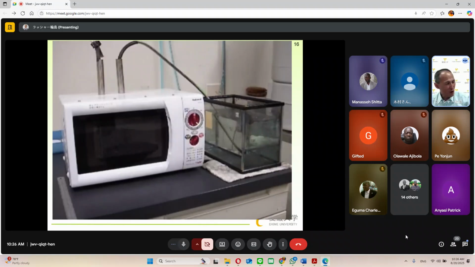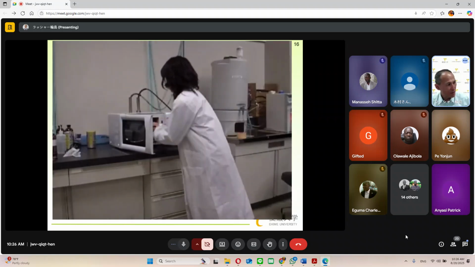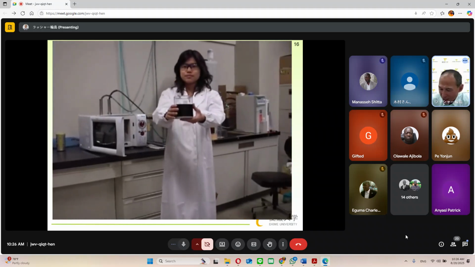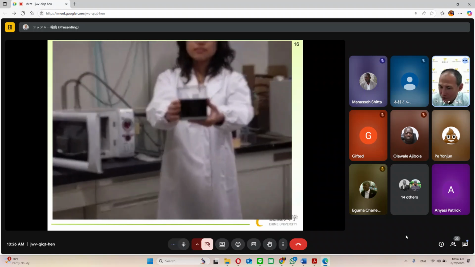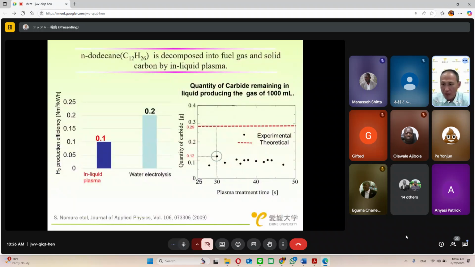After that, if we open the door, here, the color has turned black. Yes, the answer is 2. The color is changed. The oil is decomposed by the liquid plasma and separated into hydrogen gas and carbon particles. As a result, the carbon particles remain in the liquid, causing the color to turn black.